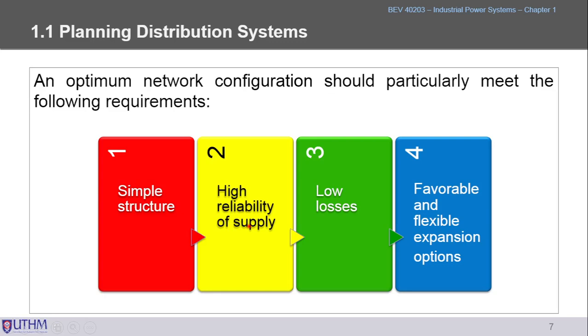So if we have a very limited supply from TNB, why not we introduce the backup or renewable energy, for example, right? And the low losses. You need to deal with the design of the power cables.